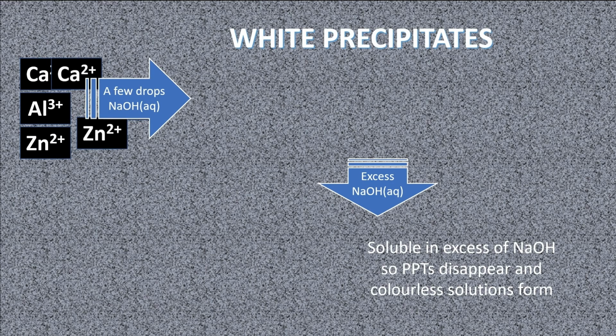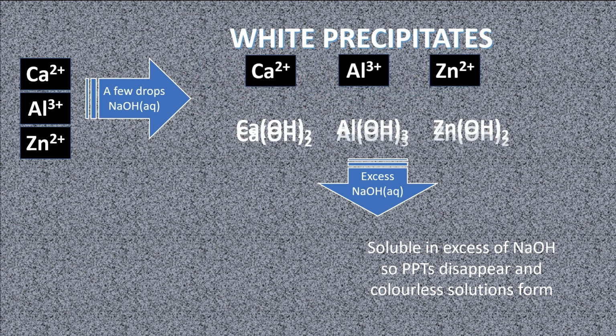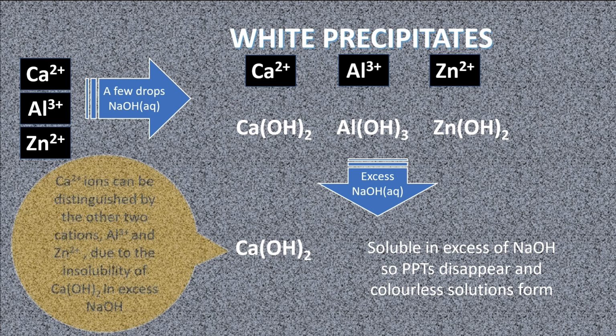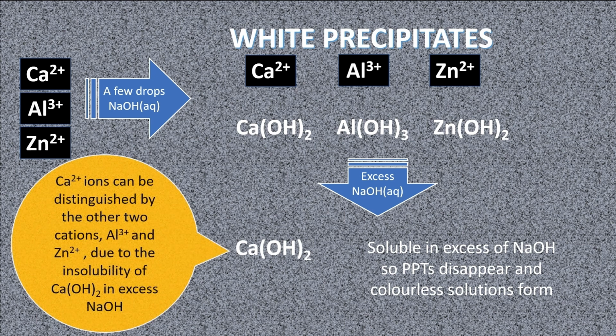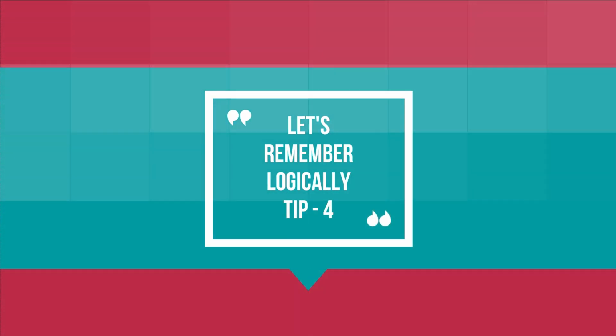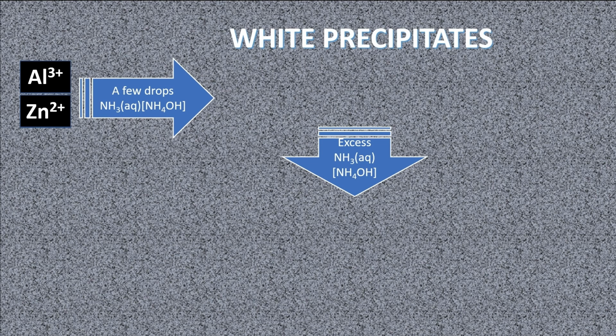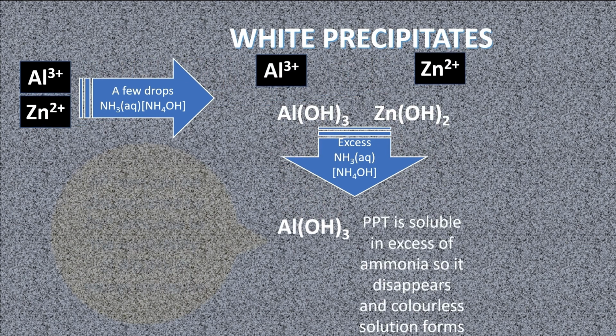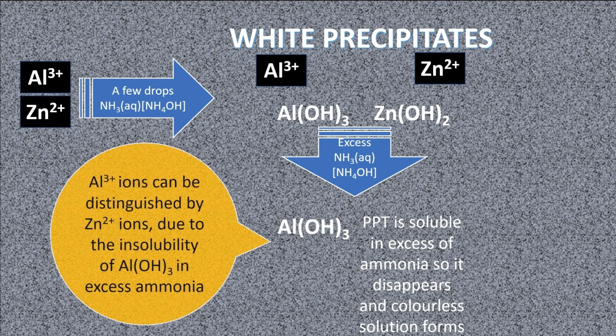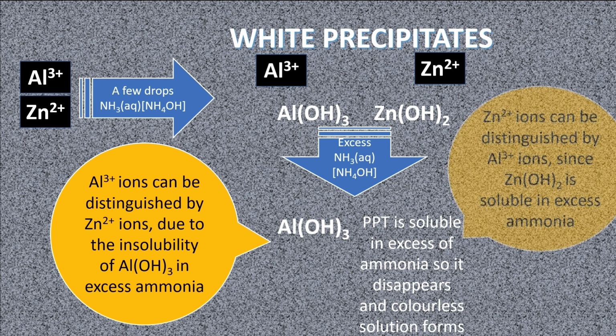Calcium ions can be distinguished from the other two cations, aluminium 3+ and zinc 2+, due to the insolubility of calcium hydroxide in excess sodium hydroxide. Zinc ions can be distinguished from aluminium ions since zinc hydroxide is soluble in excess ammonia.